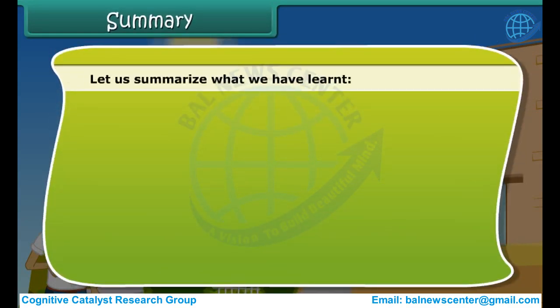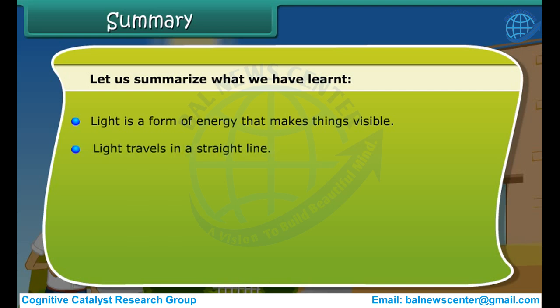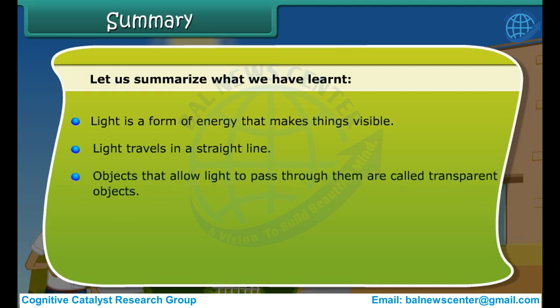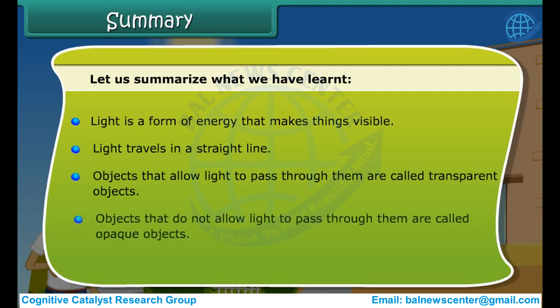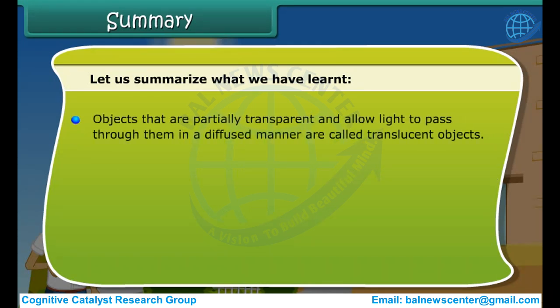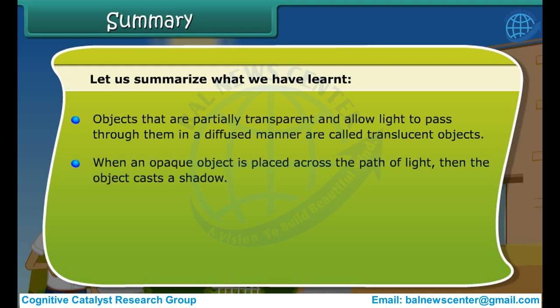Let us summarize what we have learned. Light is a form of energy that makes things visible. Light travels in a straight line. Objects that allow light to pass through them are called transparent objects. Objects that do not allow light to pass through them are called opaque objects. Objects that are partially transparent and allow light to pass through them in a diffused manner are called translucent objects. When an opaque object is placed across the path of light, then the object casts a shadow.